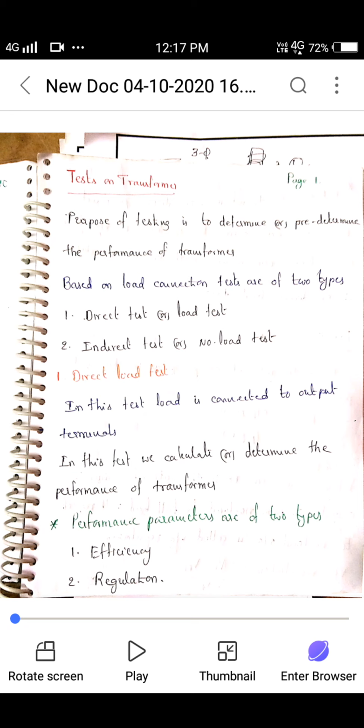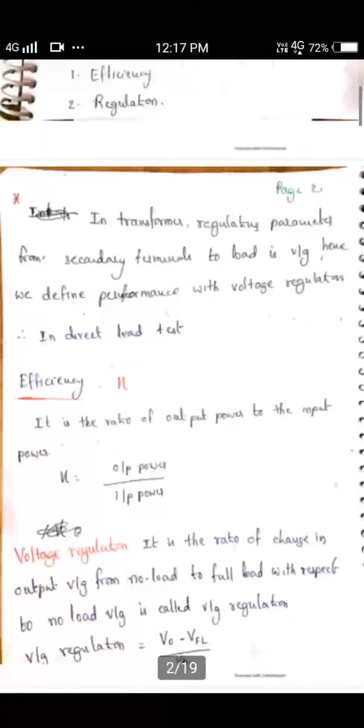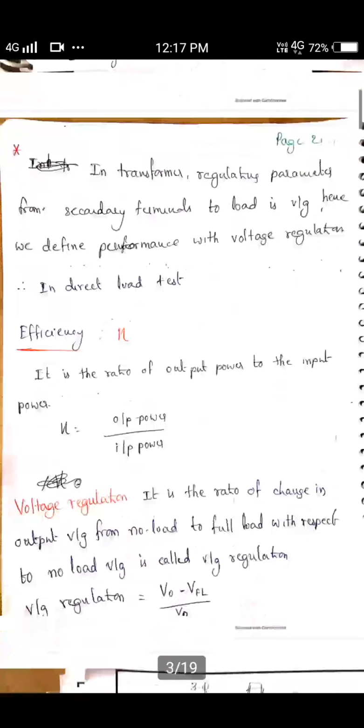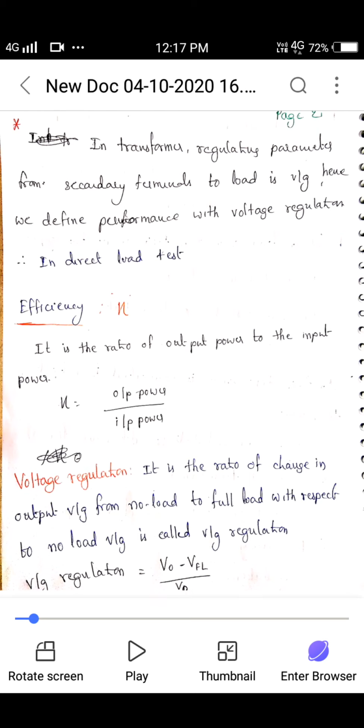And already I explained the performance parameters are of two types: voltage regulation and efficiency. Now we know the definition for efficiency. Already discussed, efficiency is the ratio of output power to the input power. This formula we use to determine efficiency in direct load test.